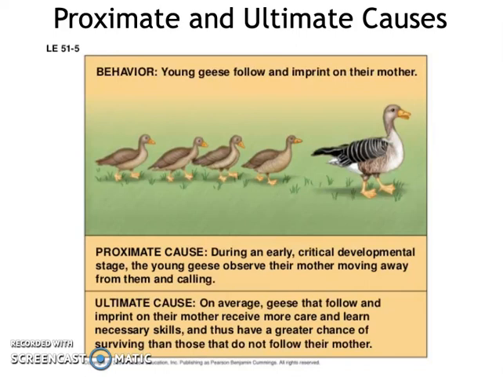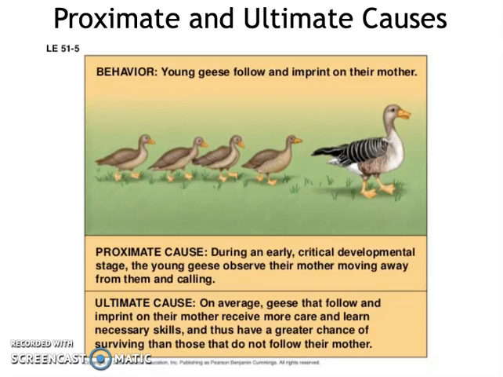The proximate cause is the biological basis of the behavior. What about the anatomy or physiology of the organism contributes to that specific behavior? How does the behavior develop in that single organism, and what mechanisms contribute to that organism's behavior?